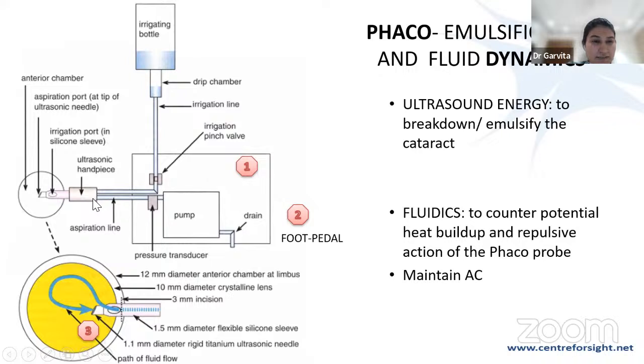There is another line that we see attached to the handpiece coming out of it, which is the aspiration line. There is a pressure transducer here, which empties the line into the pump, and there is a drain that connects the pump and drains out the waste fluid. Ultimately, we have a foot pedal that controls all the motions as per the surgeon's requirement. We will be going into detail of each and every part of the machine.